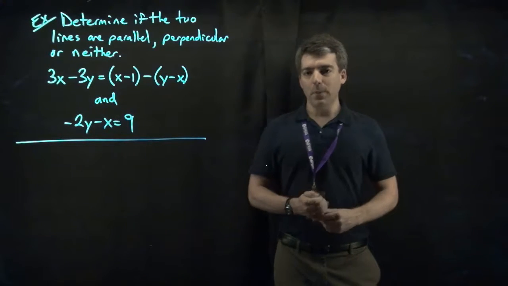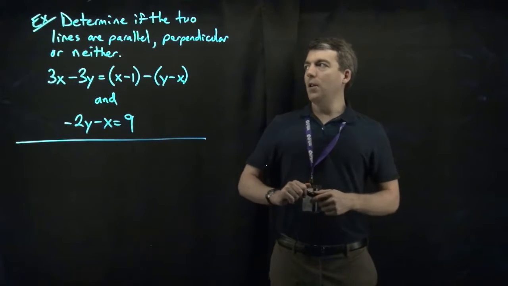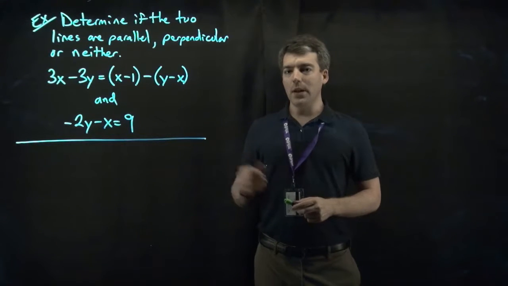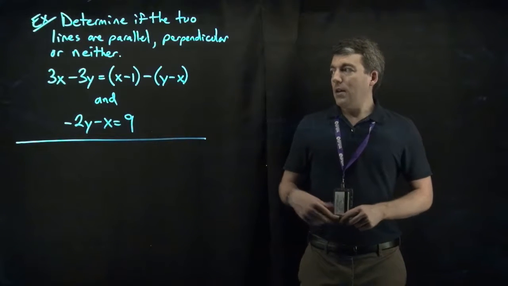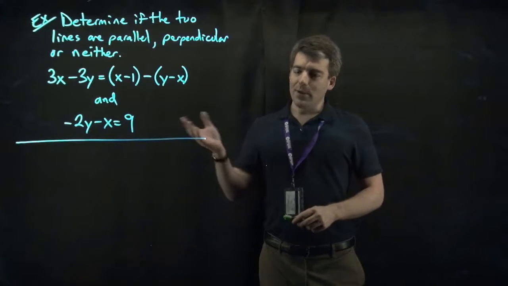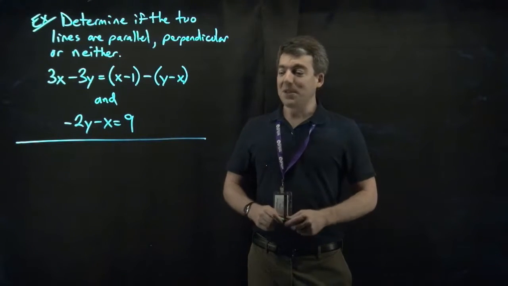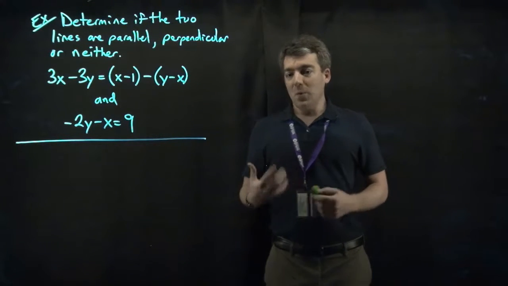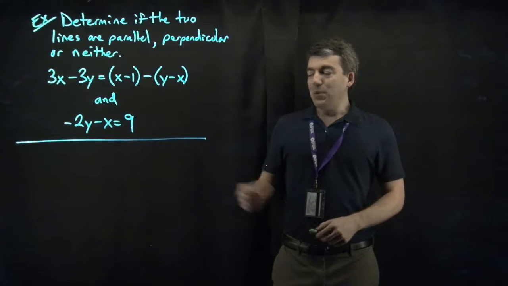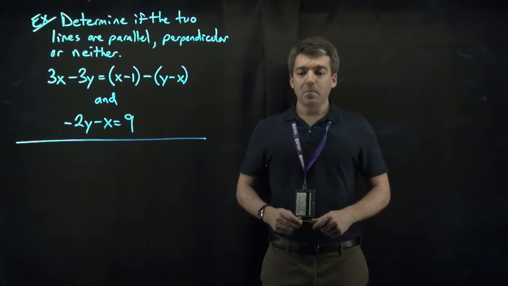All right, let's do another example with parallel and perpendicular lines. Here we want to determine if the two lines that were given are parallel, perpendicular, or neither. Here we have the equations of two lines. They're not in very nice forms. But to determine whether they're parallel, perpendicular, or neither, we need to know their slopes. That means putting them in the slope-intercept form.